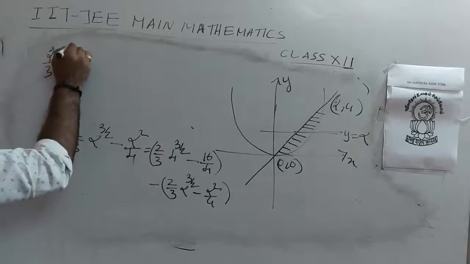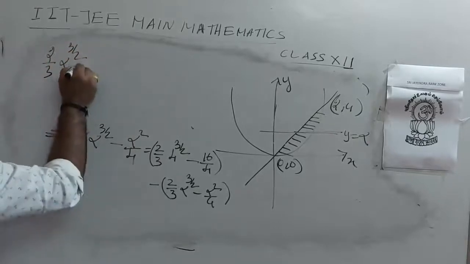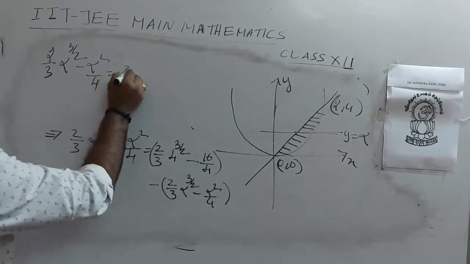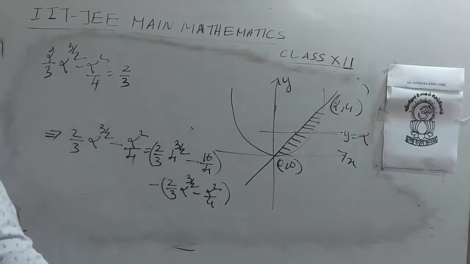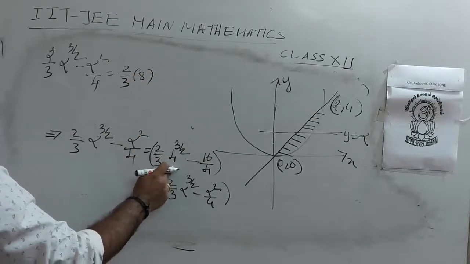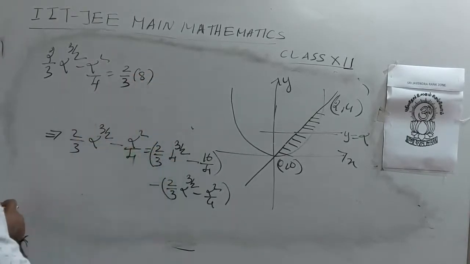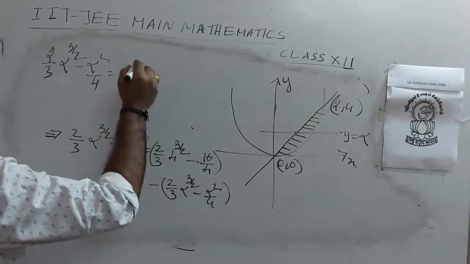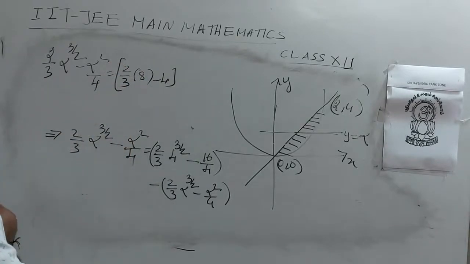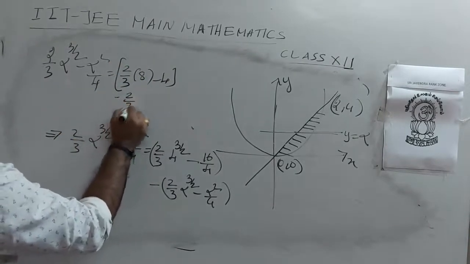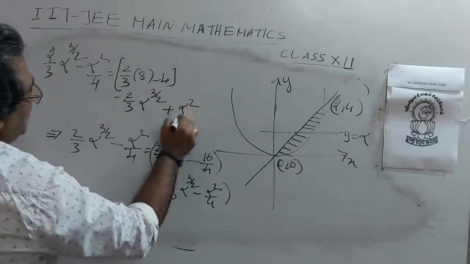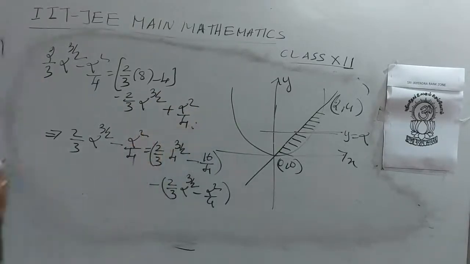2 by 3 alpha power 3 by 2 minus alpha square by 4. 2 by 3, 4 power 3 by 2 means 4 into root 4, that is 8, minus 4, minus 2 by 3 alpha power 3 by 2 plus alpha square minus 4.